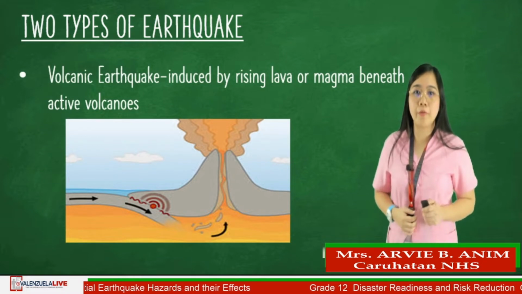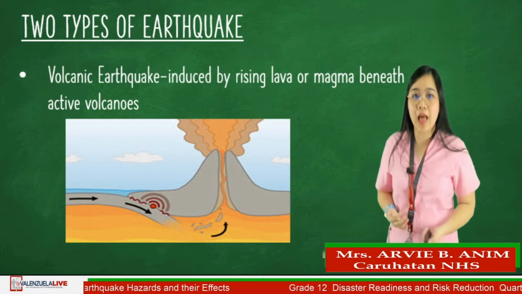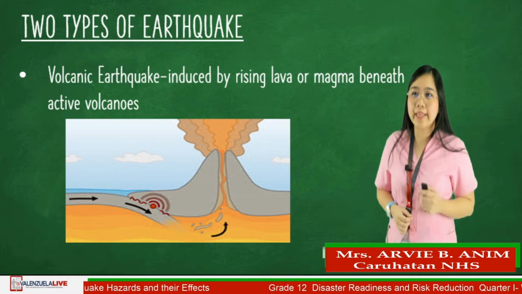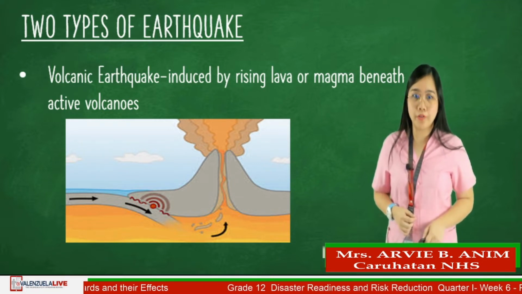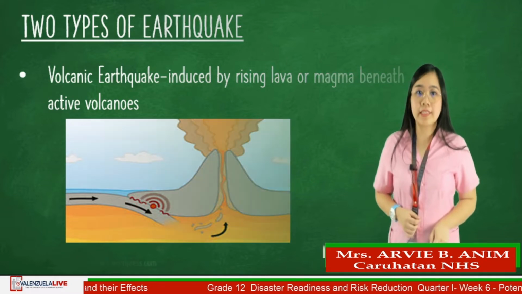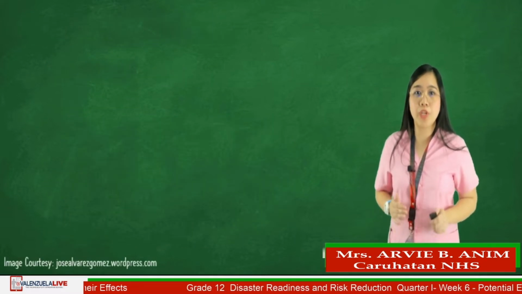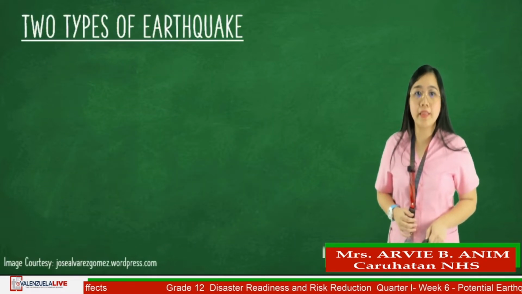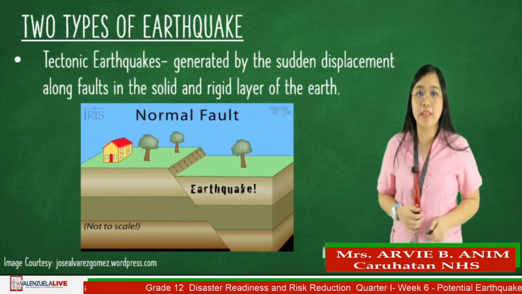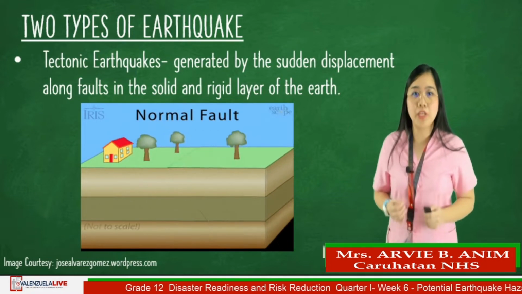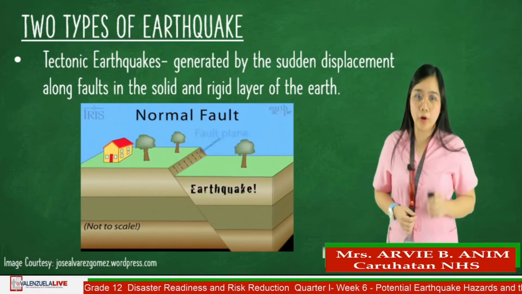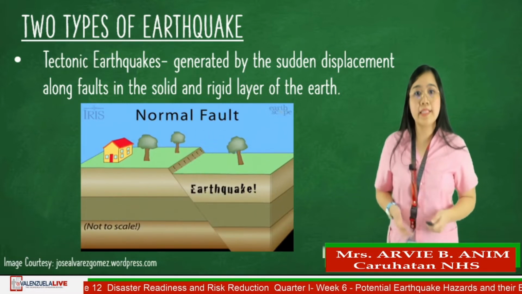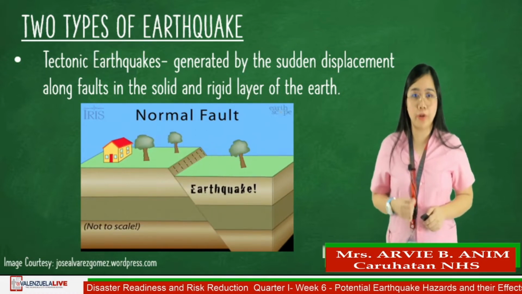Earthquakes induced by rising lava or magma beneath active volcanoes are called volcanic earthquakes. This is the first type of earthquake. The second type is those generated by the sudden displacement along faults in the solid and rigid layer of the earth, which is called tectonic earthquake. This lesson will focus on tectonic earthquakes.